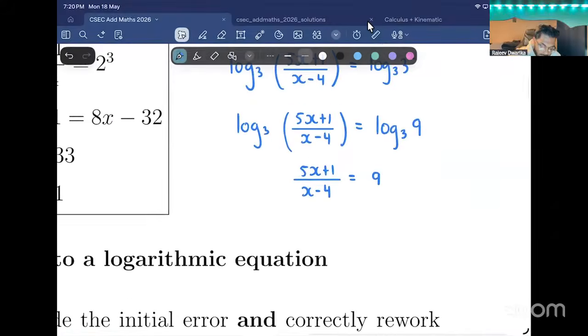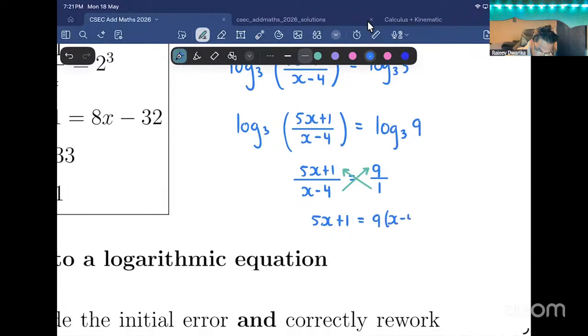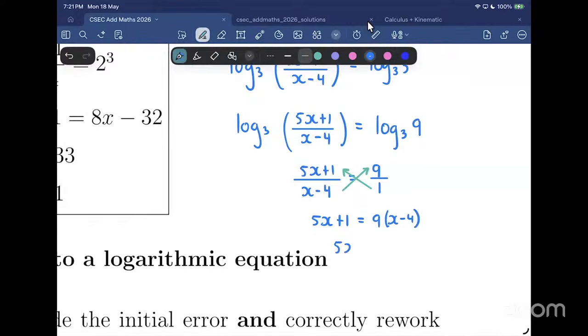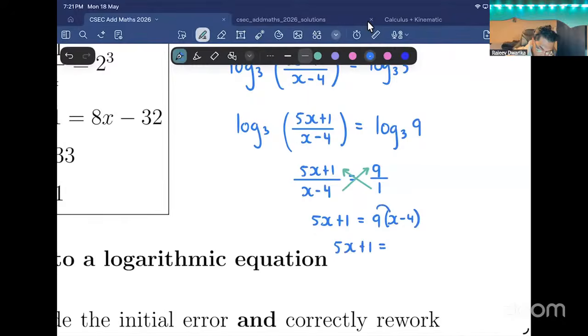Alright, so what would you guys do next? Well, you'd probably write 9 over 1 and you would cross multiply. I presume that's what you guys would have done in the exam. And when you cross multiply, 1 by 5x plus 1, 1 by anything is anything, so that's just going to be 5x plus 1. And you're multiplying x minus 4 by 9, so that'll be 9 by x minus 4. You'll have to expand the brackets, distributing the 9. So that'll be 9x, and 9 by minus 4 is minus 36.